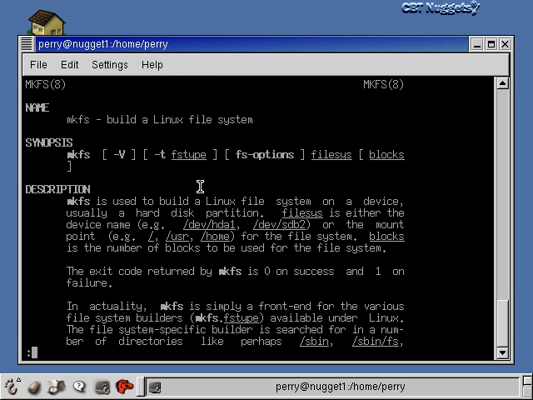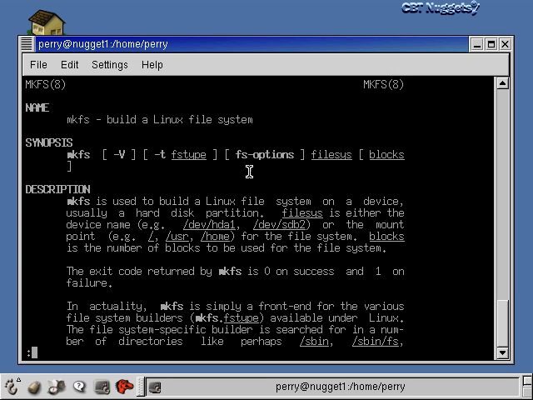Now makefs, this is what's used to build a Linux file system. And equivalently, this is called formatting a disk when you make a file system on the disk. Now the options for makefs: the capital V option means that we're going to have verbose output, which means it's just going to tell us everything that's going on. The -T option we use to specify a particular file system type. Now if you don't use the -T option, the default is the ext2 file system. That's the most common Linux file system.